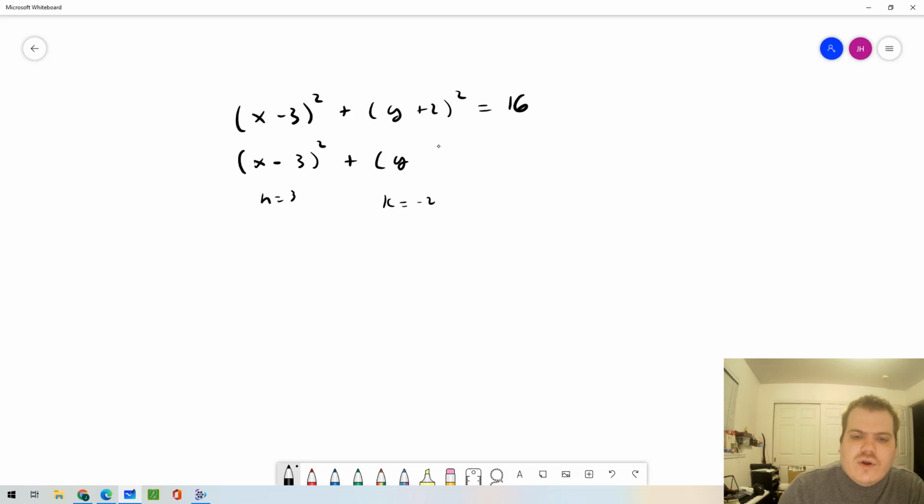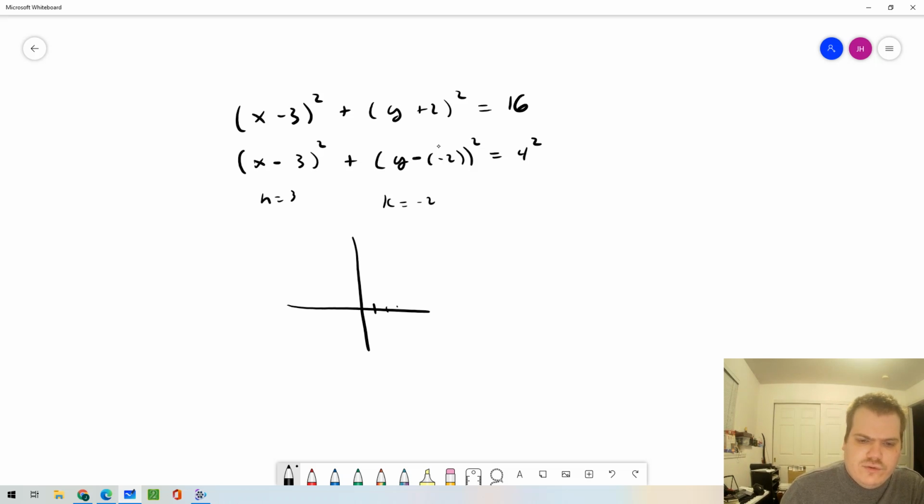And if you wanted, I could write it as minus 2 squared. And there I get the y minus k, where k is negative 2. You can do that as well. I tend to just think of it as what's going to make it 0. So, and I can write this as 4 squared. So my center is going to be 3, negative 2.